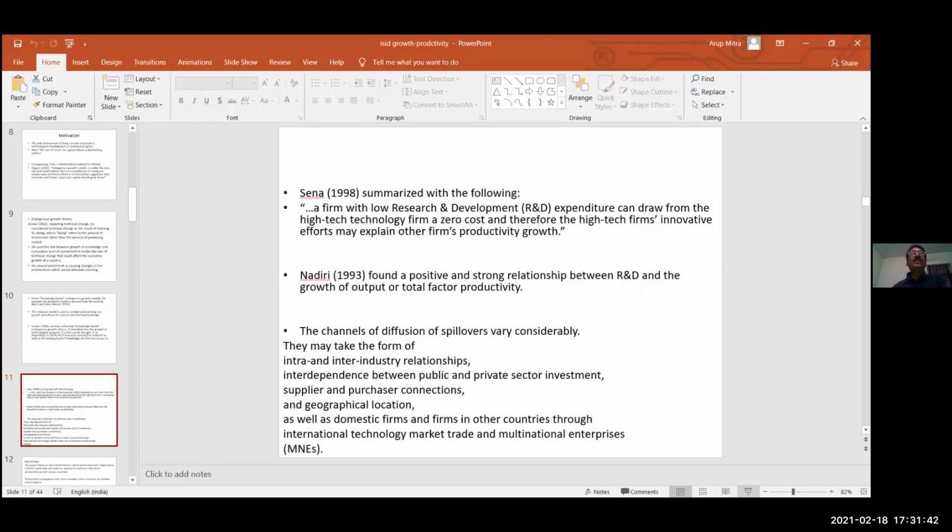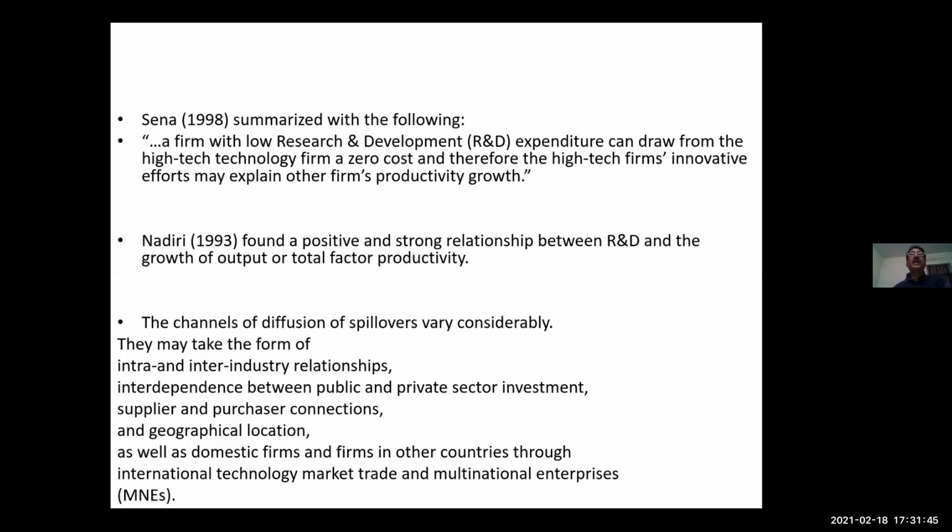Yes. In Sena's work, he tries to summarize the important findings. A firm with low research and development expenditure can draw from the high-tech technology at zero cost, and therefore the high-tech firms' innovative efforts may explain other firms' productivity growth. His argument is that not necessarily all the firms have to undertake research and development expenditures. If some of the firms in a nation are able to conduct innovative activities, then the rest of the firms can actually benefit. His idea is that many firms are connected through backward and forward linkages, so the productivity spillover effects can be extremely large.